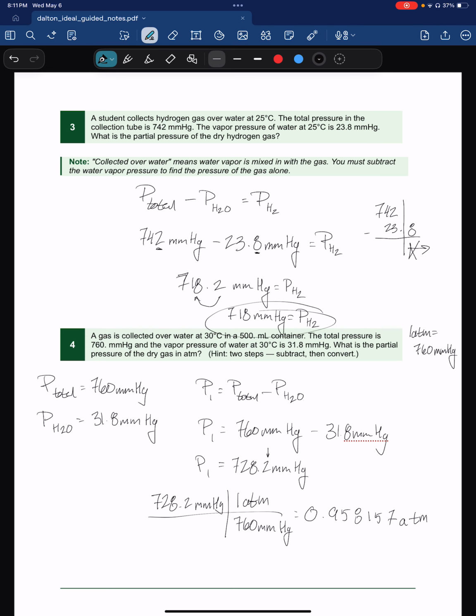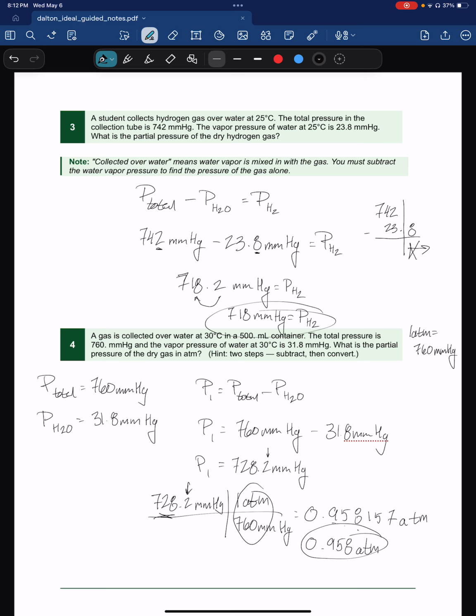Great. Remember, this last digit here is not significant. This 1 atmosphere here is actually exact, so this is an infinite number of significant figures. So because that digit is not significant, we only have 3 sig figs here. So we got 1, 2, 3. And our answer is 0.958 atmospheres. All right. Well, sorry about that confusion. Hopefully you're getting the idea here that this is pretty easy, pretty straightforward. And so hopefully you're feeling pretty good about this.